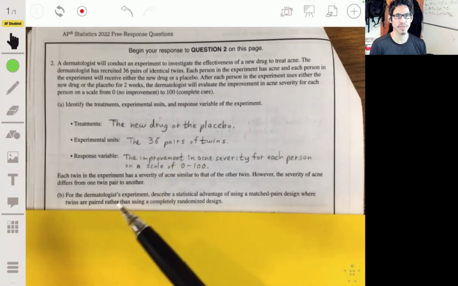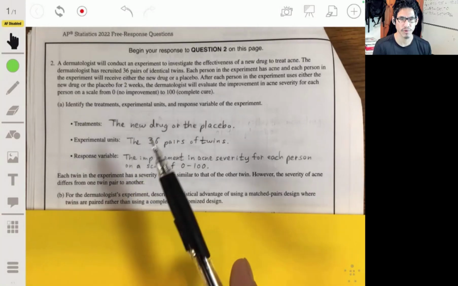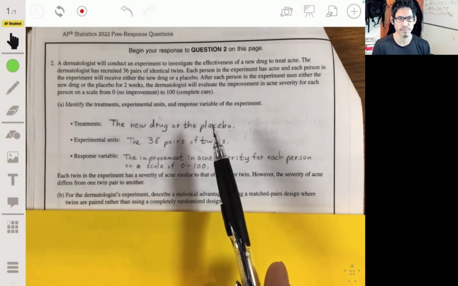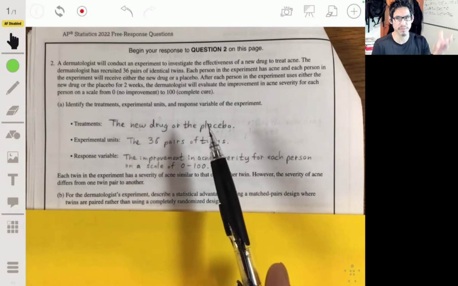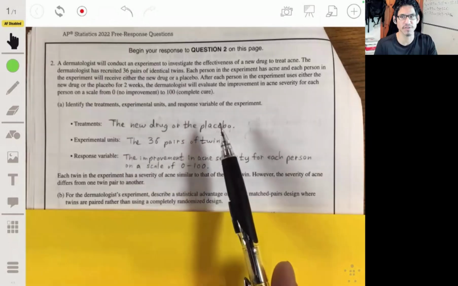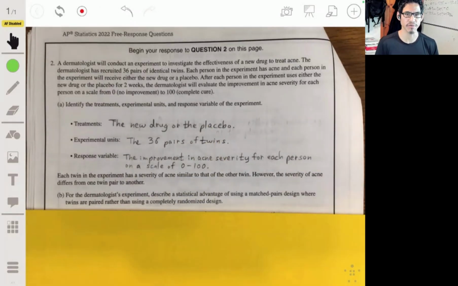Okay, so the treatments are basically if the participant is going to receive either the medication, so the new drug, or the placebo. Remember, a placebo is just a fake drug. They're still going to think they're receiving the drug, but it's not. It's going to be like a fake dummy pill, we say.